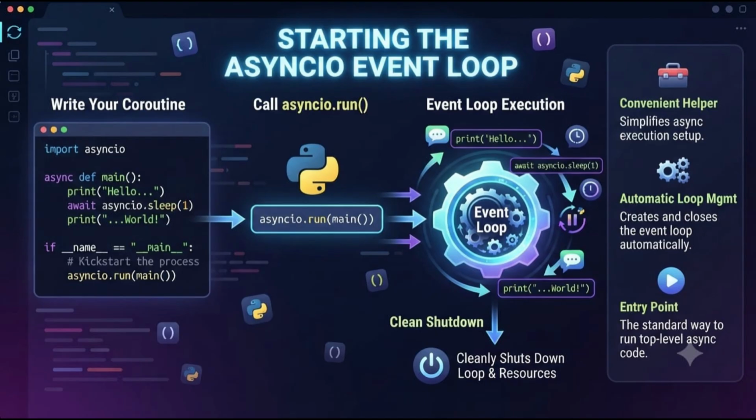How do we actually start our coroutine and run the event loop? Python gives us a very convenient helper function called asyncio.run. You pass your main coroutine into asyncio.run(main), and Python sets up the event loop, executes your async functions, and cleanly shuts down everything when it's done.